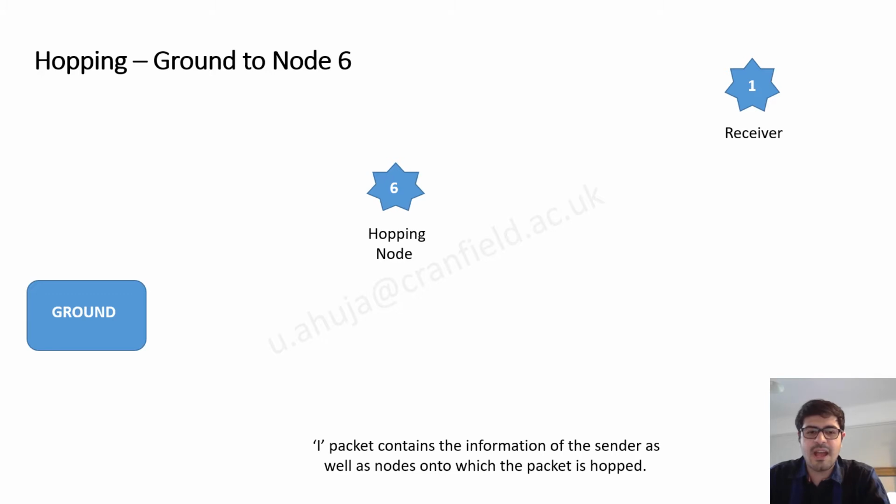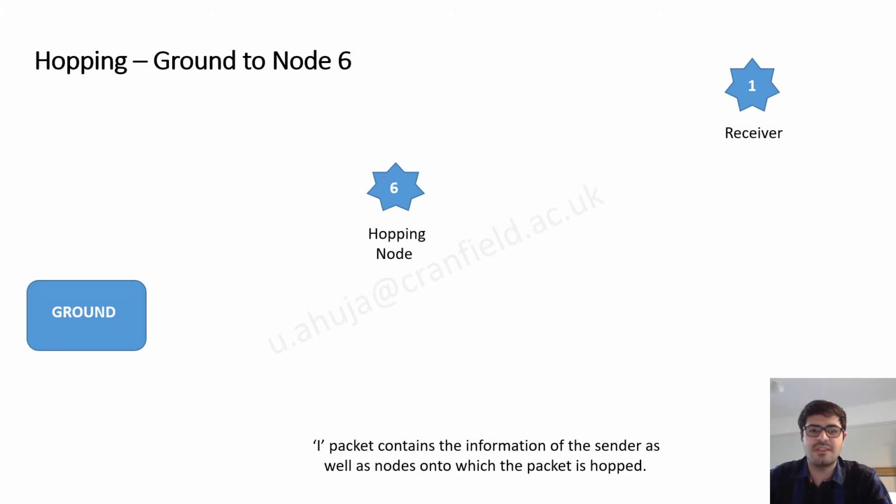Here we mentioned that a packet contains the information of the sender as well as the nodes onto which the packet is hopped. There's a ground node, there's a hopping node, and then there is a receiver node. Suppose the receiver has to receive something from ground, how do we hop the data over the network? First, we have the TX mode sent to the hopping node, which is saying, hey, node 6, I want to transfer something.